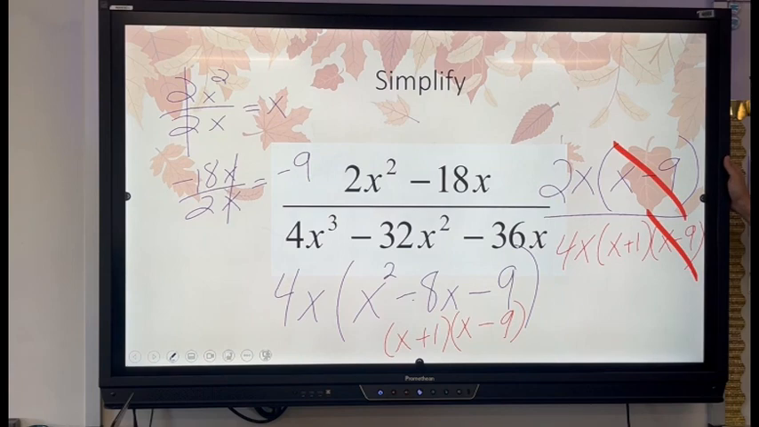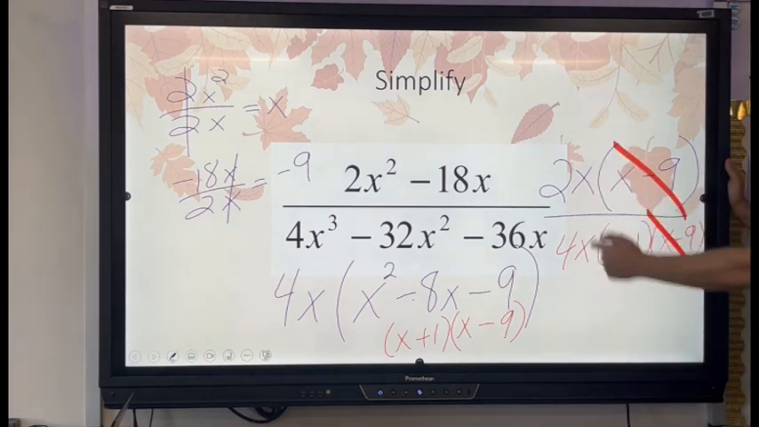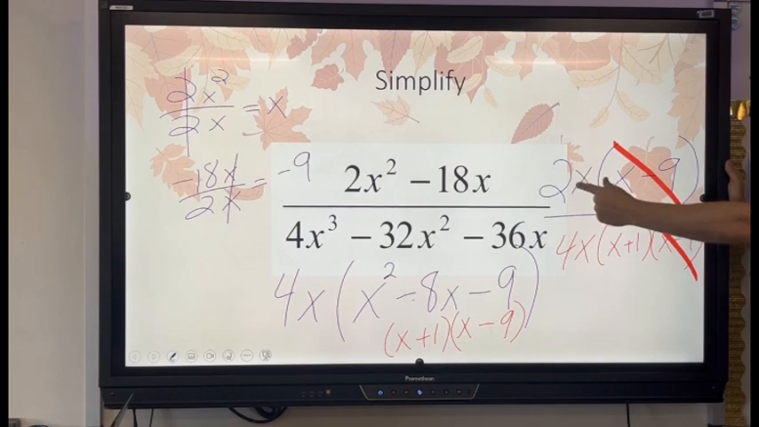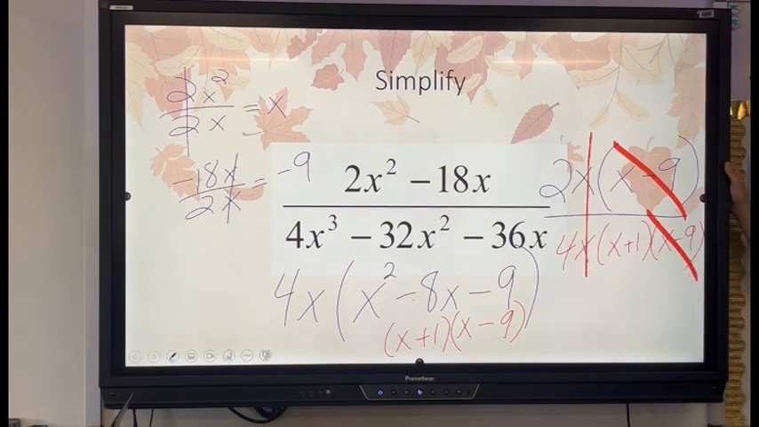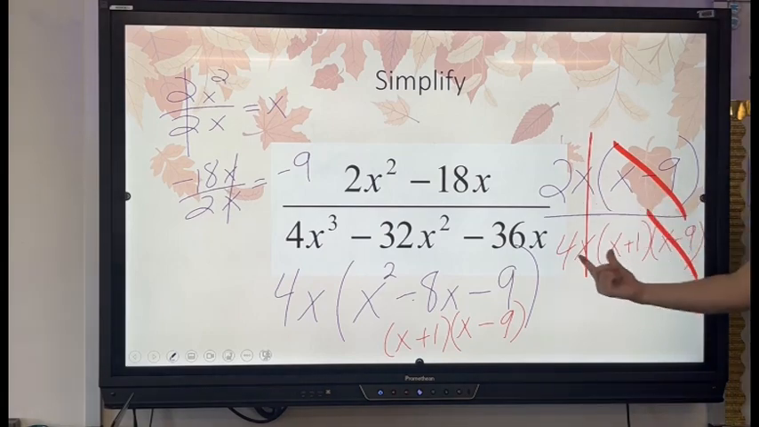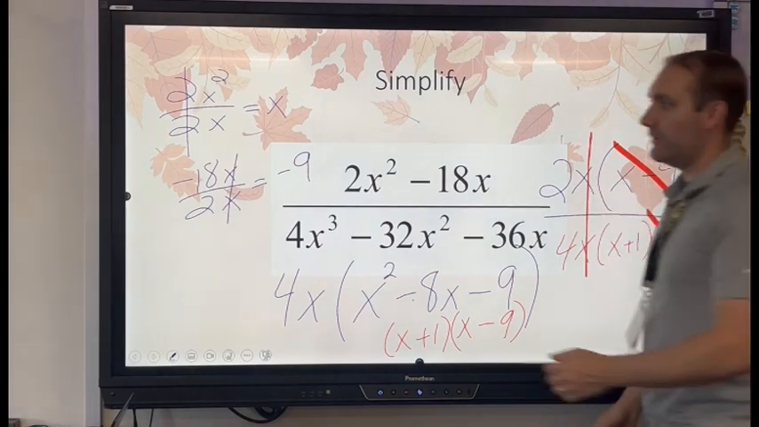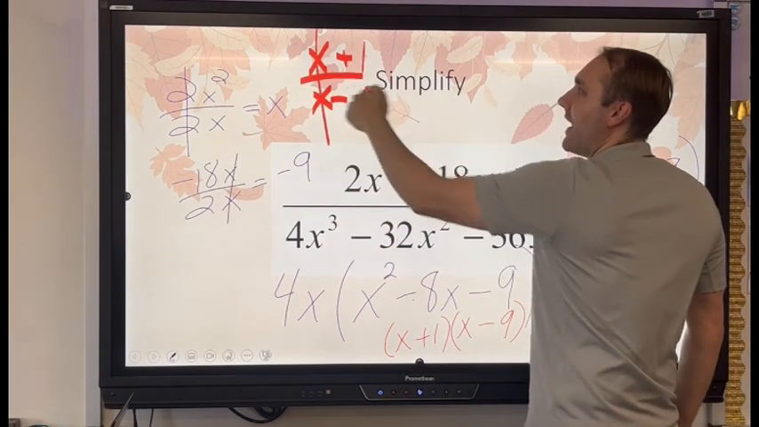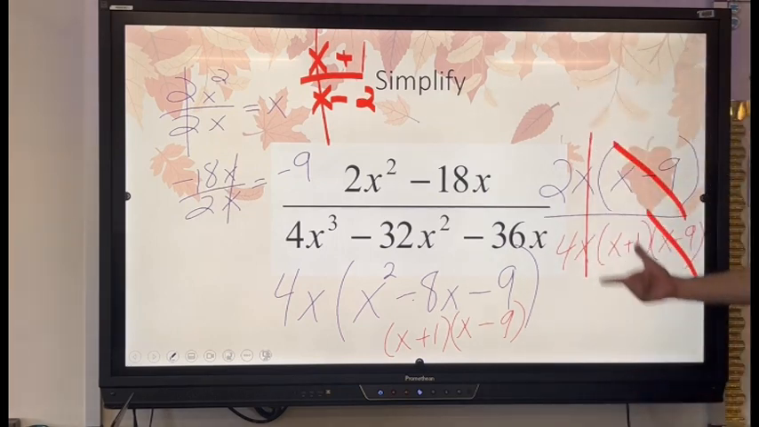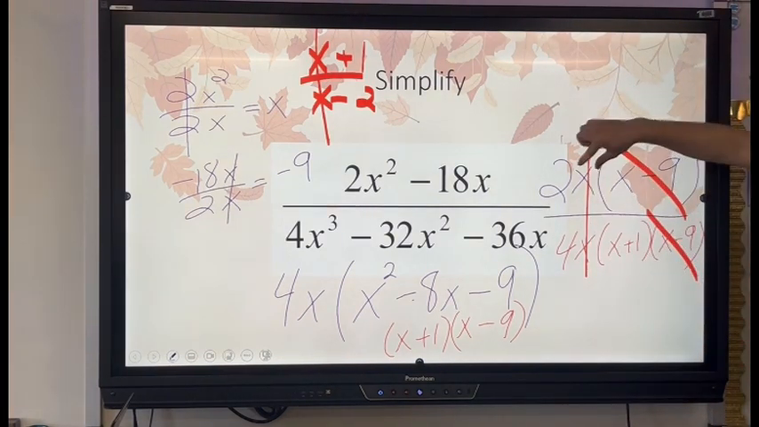Anything else? Can I cancel these x's here? Do you have any kind of add or subtract between these two numbers here? No. So can I cancel them? Yeah, there's nothing else beside them. What you can't do is cancel when they have an add or subtract next to them. What you can do is cancel when you just have an x over x, and it's just multiplication between the two numbers.